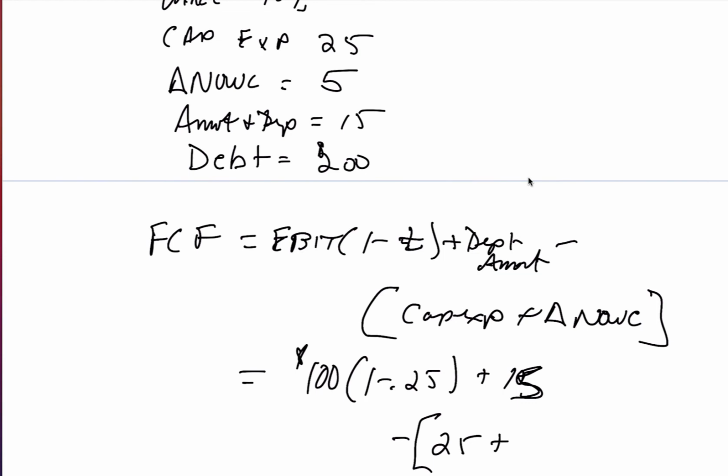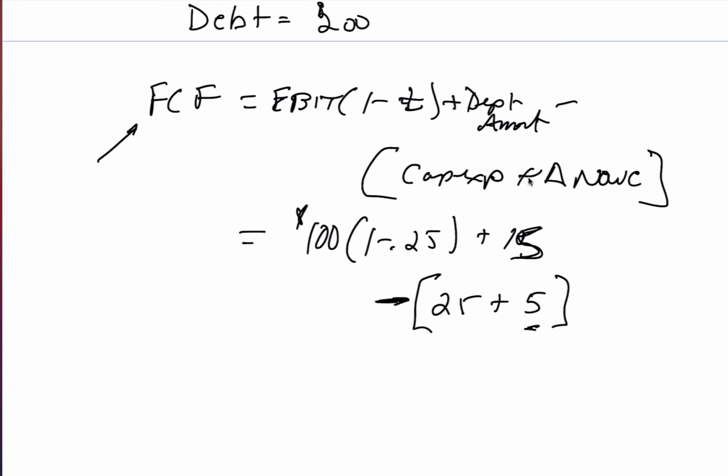Then we account for the change in net working capital. Working capital increased, which means we need to invest a bit more in working capital, which means less free cash flow to investors. That's why there's a negative sign right here for that $5. And so when we estimate this, free cash flow is $60.